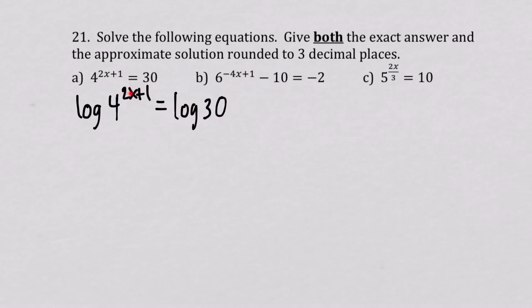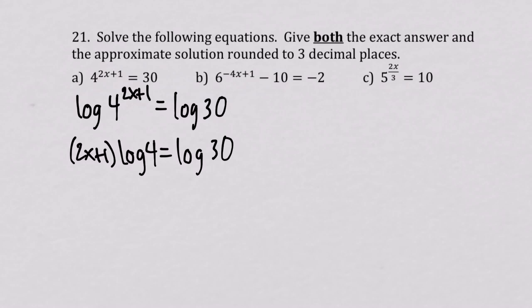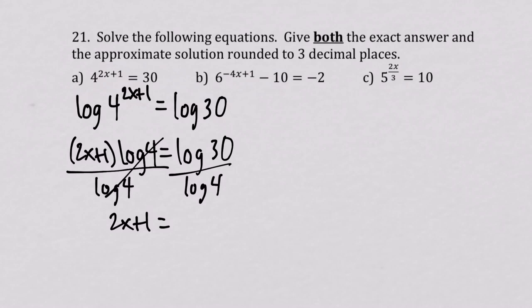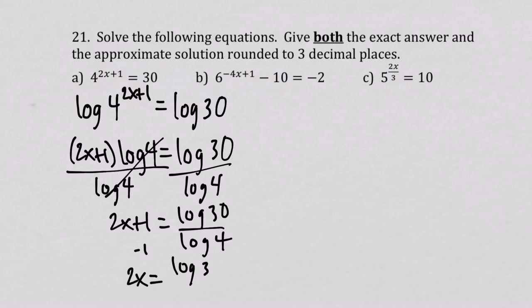So now what I'm going to do is bring this exponent down to the front. So I got 2x plus 1 log of 4 equals log of 30. Then I'm going to divide by log of 4 to get rid of it. That cancels. So it's 2x plus 1 equals log of 30 over log of 4. Then I'm going to subtract 1 from both sides. So 2x equals log of 30 over log of 4 minus 1.